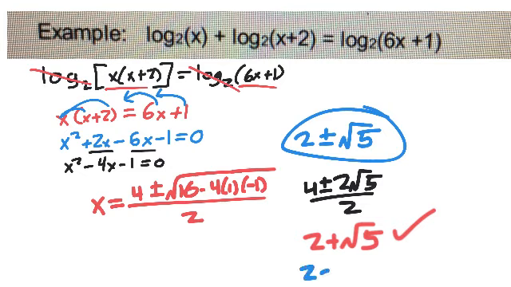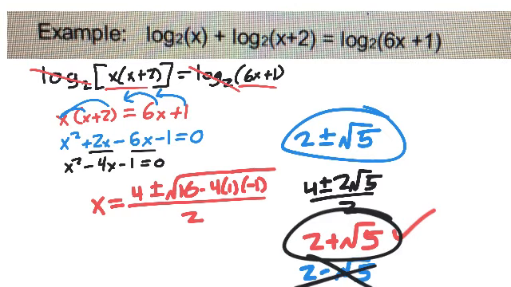Now if I do the 2 minus radical 5, again, that's going to be a negative number. And you can find out exactly what it is by putting it in your calculator. Right, 2 minus radical 5, S to D, you get negative 0 point something. But I know it's a negative number. So if I plug that in here, it's not going to work because I would be taking a logarithm of a negative number. Therefore, the 2 minus radical 5 does not work as a solution. So the only valid solution there would be 2 plus radical 5.